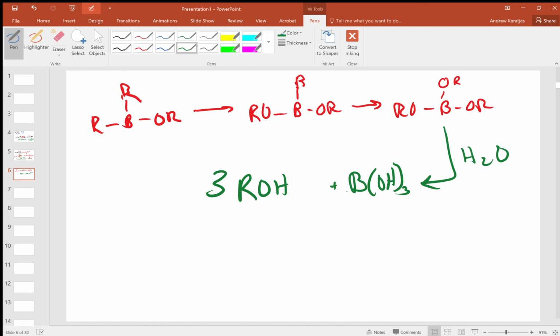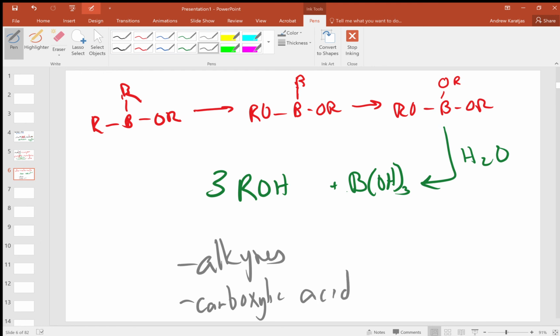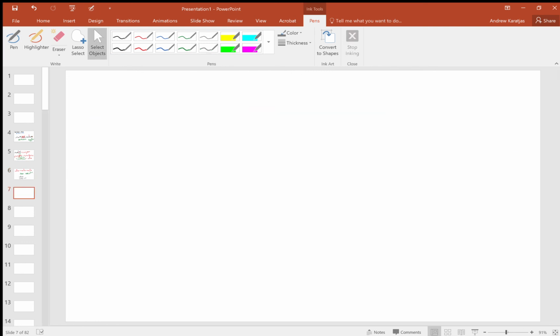Hydroboration can also have an impact on other reagents, so you have to be careful, especially if there are alkynes as well as carboxylic acids present. Both are functional groups that can react under these conditions. And then we can finally just look at a couple of other examples.